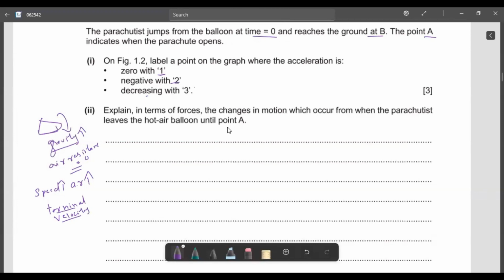When he is reaching the terminal velocity, the forces are balanced, so the net acceleration is 0. After that, he will travel at a constant speed. Here the air resistance will be equal to his weight, or the gravitational force.